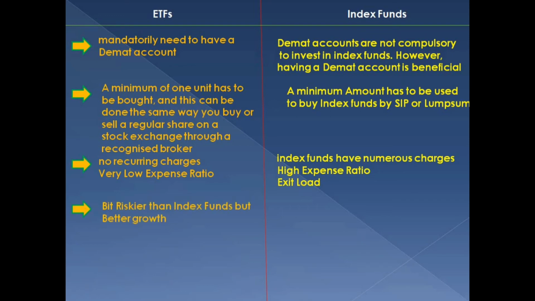so that you can call a recurring charge, and the expense ratio is much higher than your ETFs. So obviously ETFs are a bit riskier than index funds, but your return will be better than in your index fund. If you are investing in ETFs, because it's more on stocks, then it will give you better return. But in case of index fund, obviously it is safer than ETFs, but your return will be on the lower side because of the tracking error, expense ratio and exit load, all those things. It's less than your ETFs. So these are the major differences between ETFs and index funds. I hope you are clear.